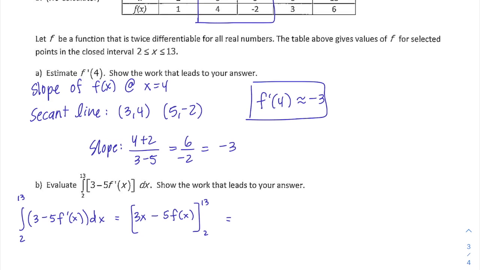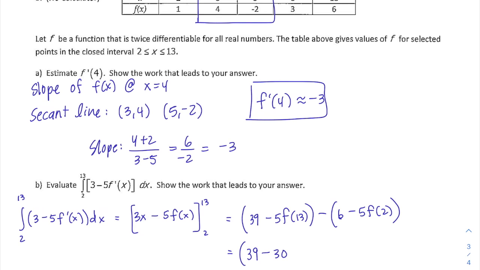So that gives me, when I plug 13 in, I get 39 minus 5 f of 13, minus 6 minus 5 f of 2. So now I'm going to go up to my chart. f of 13 we know is 6, so this is going to be 39 minus 30, minus, f of 2 is 1, so 6 minus 5 there. And we get 9 minus 1, which is 8.